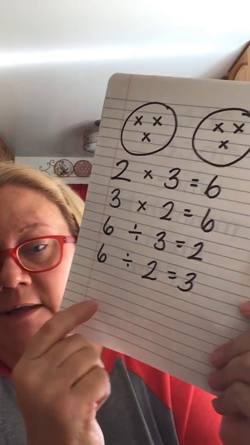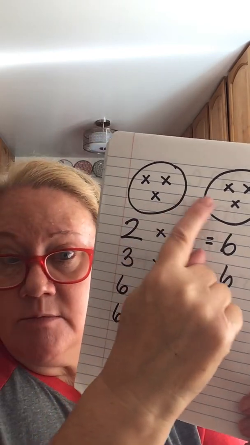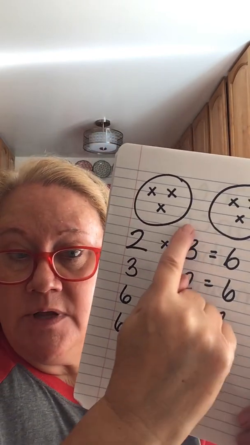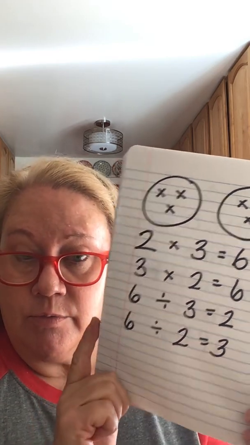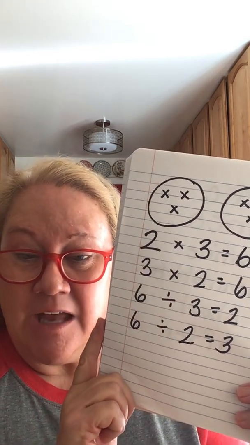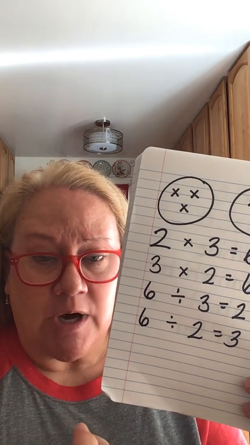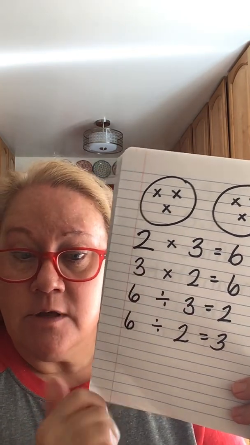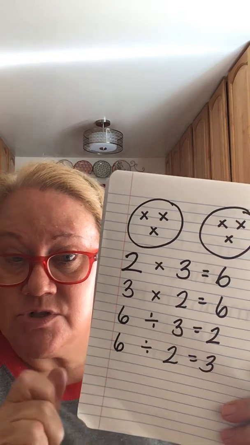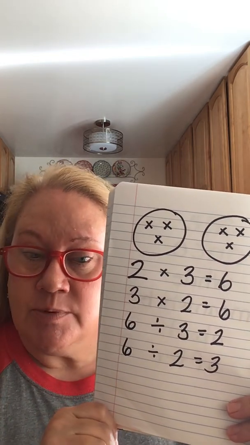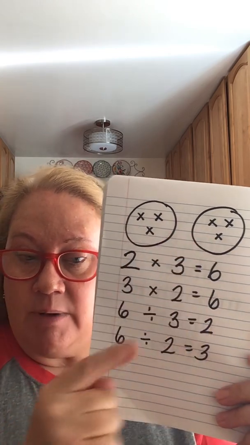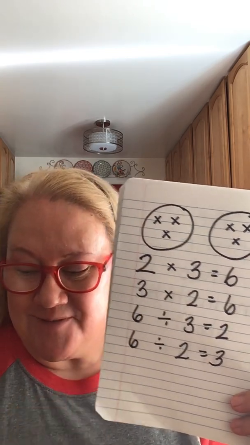Here it is. Let's see. Still have 6 items, and I'm putting them into 2 groups. How many are in each group? 3. Do you see how we did that? You're so good at addition and subtraction, making the whole fact family. You can do it with multiplication and division too. So just remember, when they're asking you to multiply and divide, think about the whole fact family.